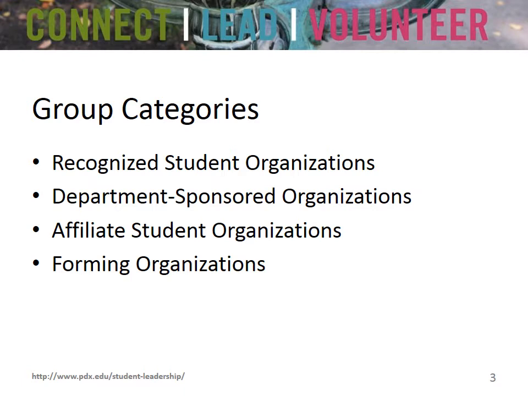Similarly, an affiliate student organization is a group that is a student chapter of a larger regional or national organization. The sponsoring organization is responsible for supporting risk management and setting expectations for finances if applicable.